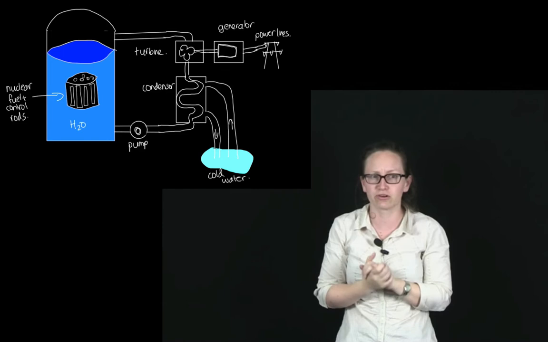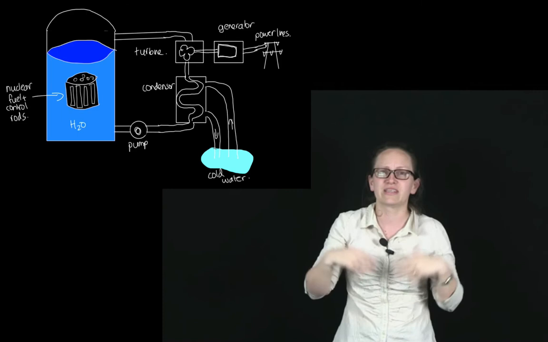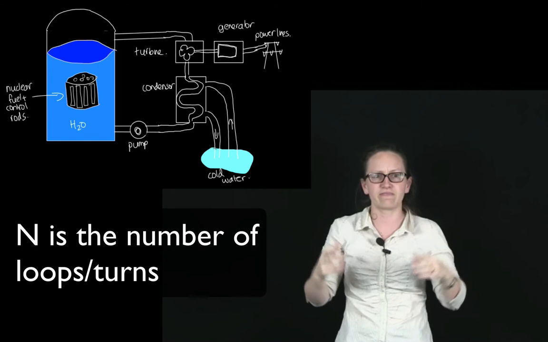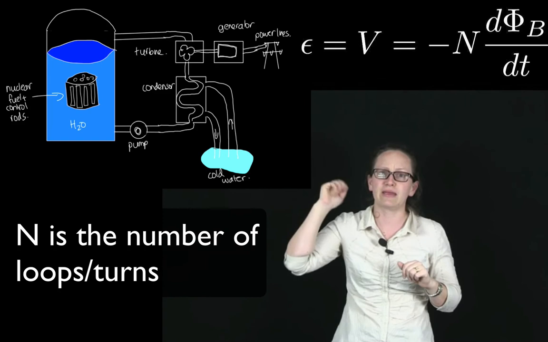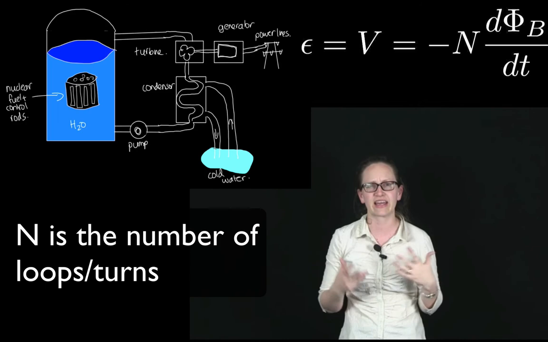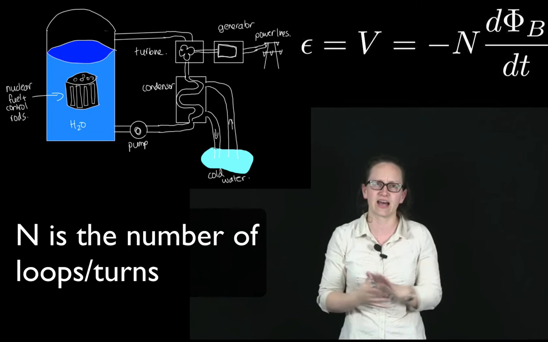Now, there are a few design features that engineers add to make this more efficient. One of the most obvious ones is, instead of just using one loop of wire, we tend to use a lot of loops of wire. So we introduce another factor, capital N, which is the number of loops that we have. So we can rewrite Faraday's law as the induced EMF is equal to minus N d phi B dt. Let's just do a worked example now where we calculate the induced voltage, or EMF, in a loop which is turning inside a magnetic field.